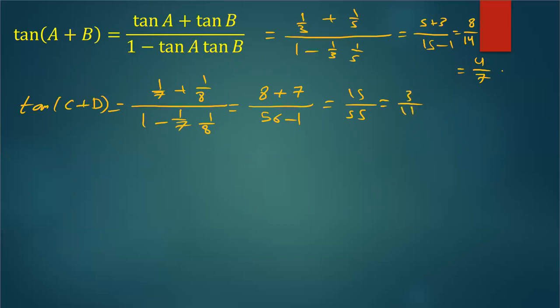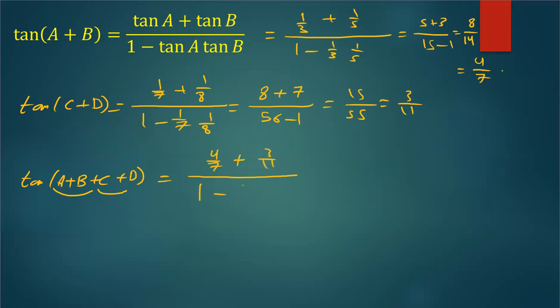Okay. Finally, I will find the tan of the sum. What is tan of A plus B plus C plus D now? I know the tan of the first angle is 4 over 7, and the tan of the other one is 3 over 11, which we just found. Apply the rule for the third and last time. It will be 4 over 7 plus 3 over 11 divided by 1 minus 4 over 7 multiplied by 3 over 11. If you multiply each term by 77, the common multiple of all the denominators here, it will be 44 plus 21 over 77 minus 12. So it will end at 65 up and also 65 down, which is 1.